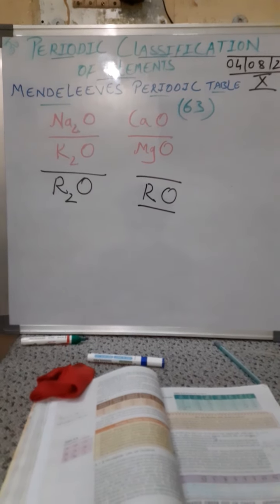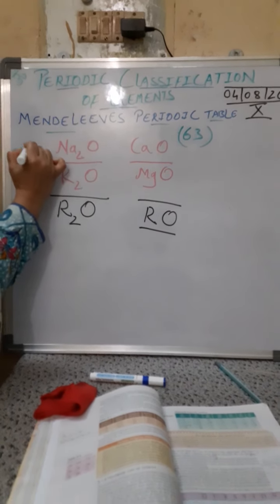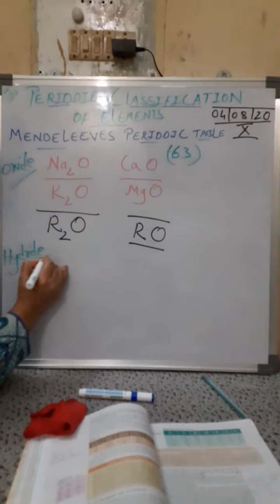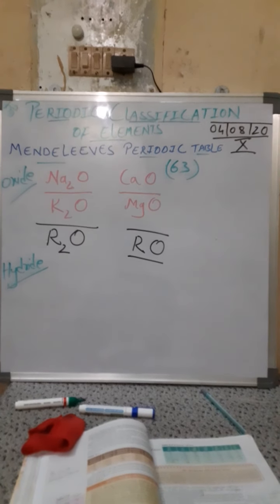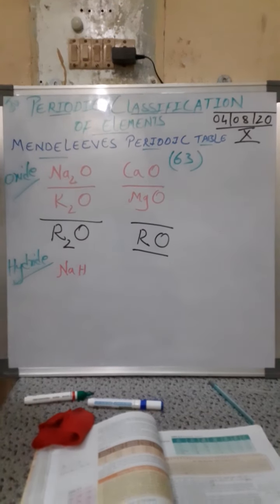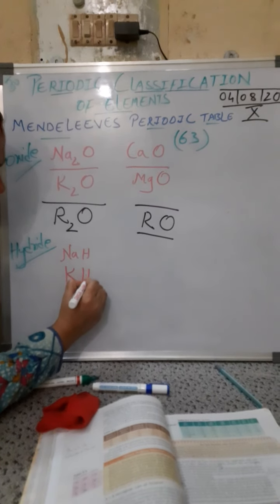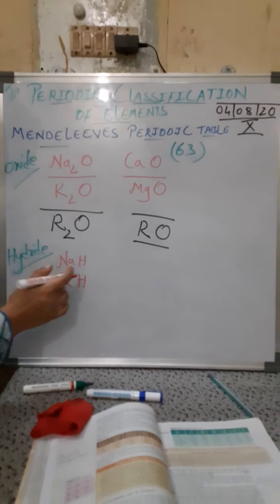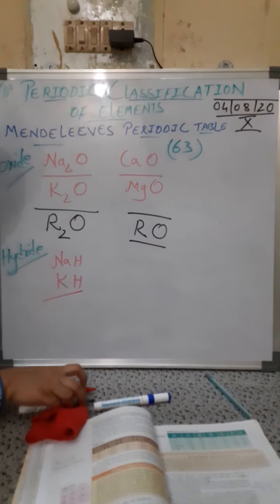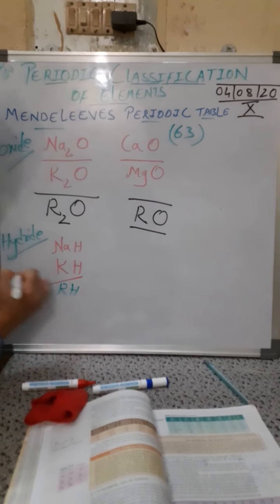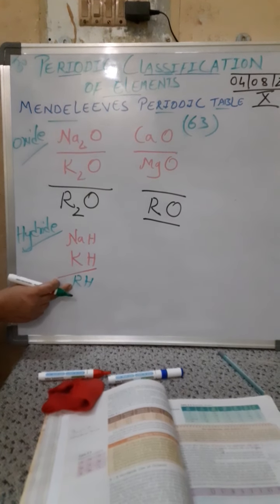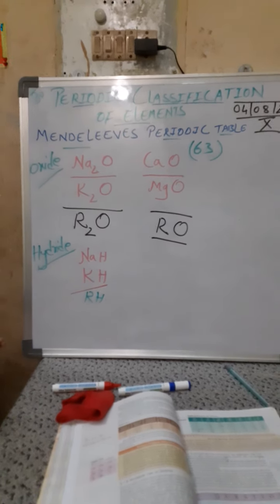Now this was with oxides. Now let us take an example with the hydrides. In the same way as in the case of oxygen, even when they react with hydrogen, we will go with the same example. When sodium reacts with hydrogen, it is NaH. Similarly, when potassium reacts with hydrogen, it is potassium hydride. Now their general formula will be RH. So what does it mean? That one element of sodium and potassium will combine with one hydrogen atom.